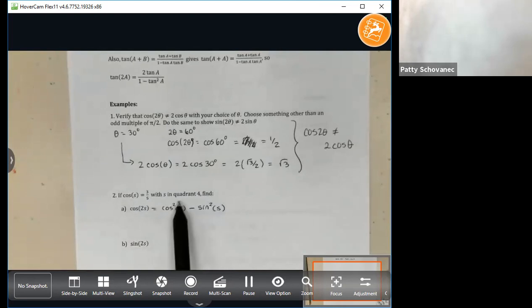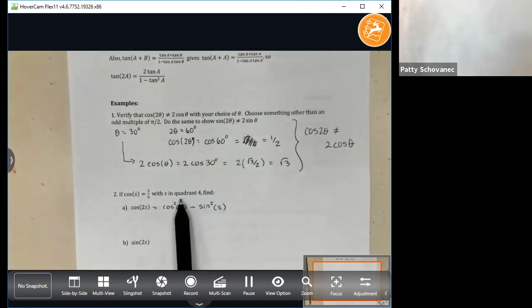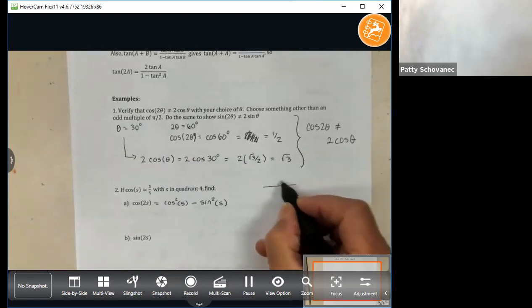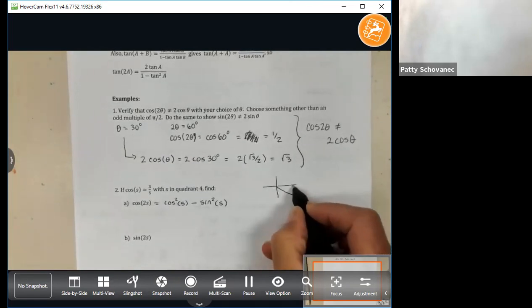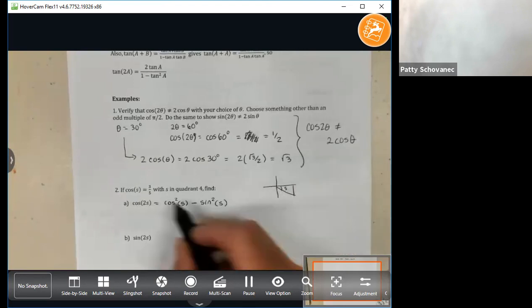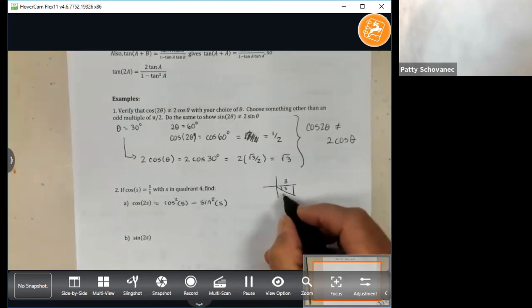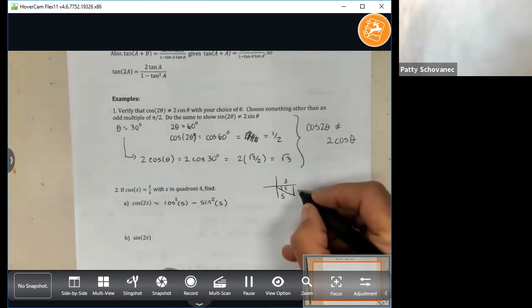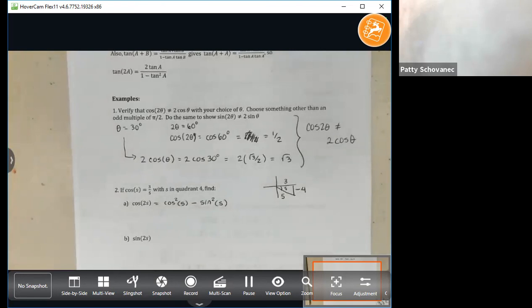So I'm going to draw an angle in a triangle in quadrant 4 and get the other side. There's angle S. Cosine is adjacent over hypotenuse. And so this side is going to be 4, but it's in quadrant 4. Y values in quadrant 4 are negative. So the sine of that angle is opposite over hypotenuse, or -4/5.